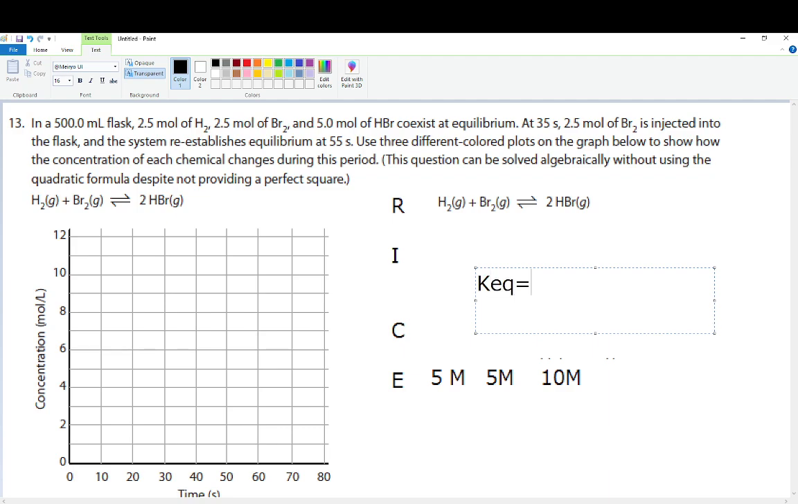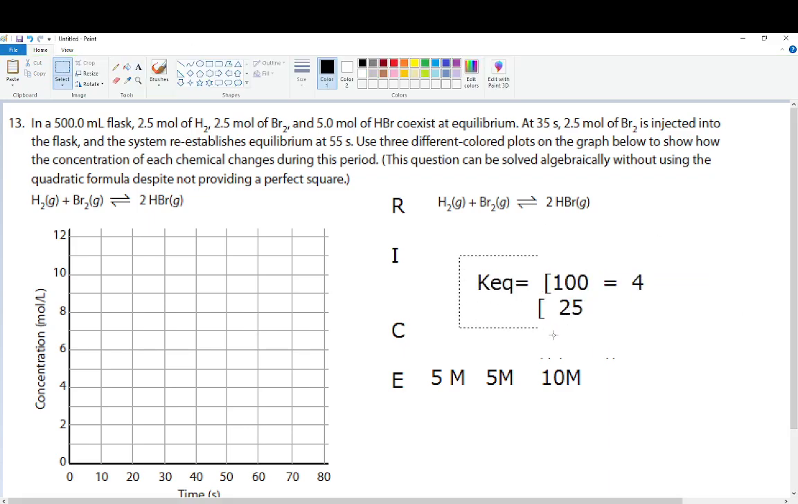And we know that KEQ is equal to the products. In this case, it's the concentration of HBr squared. Ignore that funny bracket. Times the reactants, and the reactants are all to the power of 1, because there's no coefficient in front of them. We know 5 times 5 is 25. And up top, we're talking about 10 squared. 10 squared is 100, because they gave us all the concentrations at equilibrium. 100 divided by 25 is 4. So we learn that the KEQ of this is 4. Very useful.